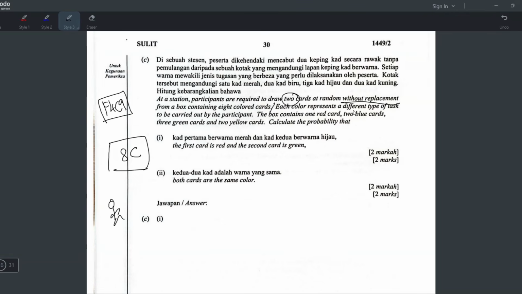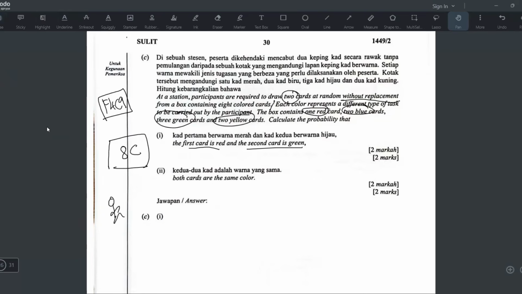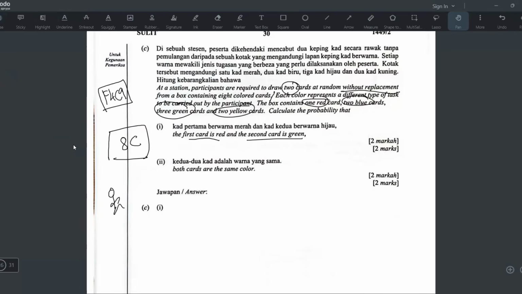Each color represents a different type of task to be carried out by the participant, and the box contains 1 red, 2 blue, 3 green, 2 yellow. Then calculate the probability that number 1, the first card is red and the second card is green. I always teach my students, for probability questions, you have to always consider all the possibilities before doing it. If you don't do that, you will sometimes leave out some important working, then you might get it wrong.